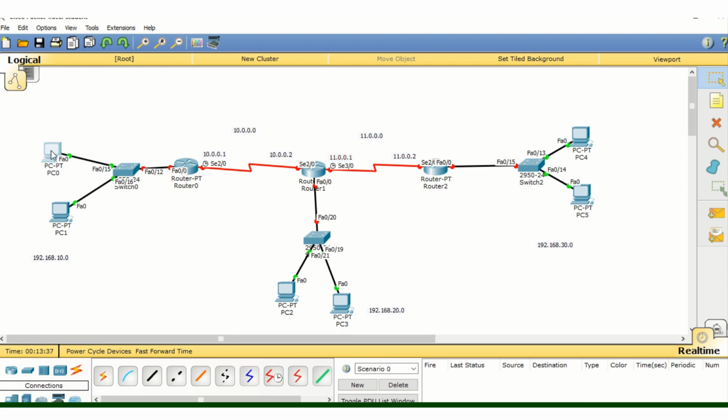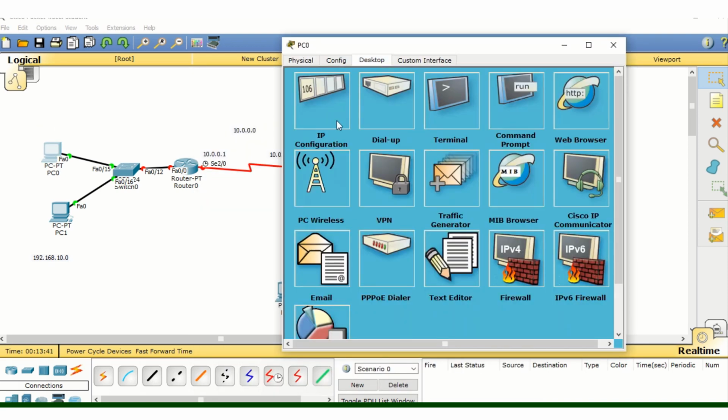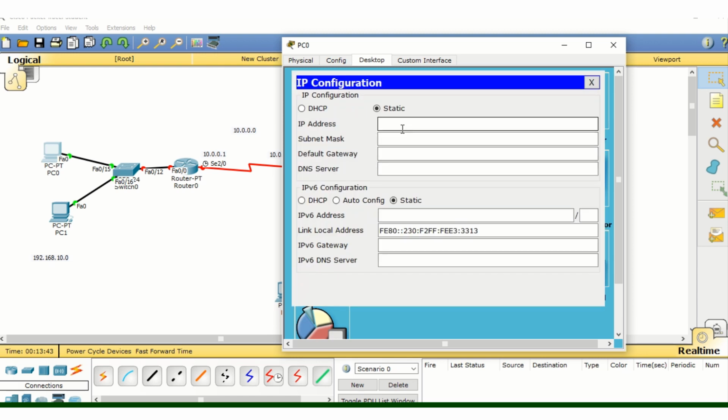First I will start with the PC. Go to the desktop, IP configuration, IP address. This is the network address. The gateway address would be the first IP address, 192.168.10.1, and I will give the next IP address to this PC. .1 has already been used, so I will use .2, and the subnet mask.